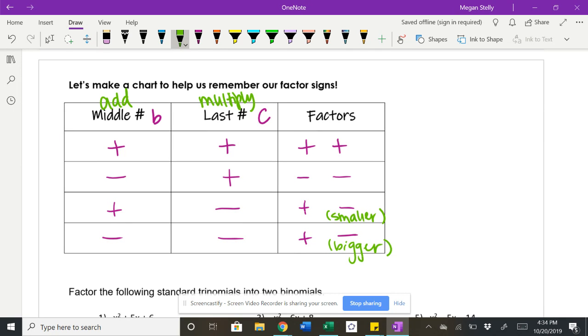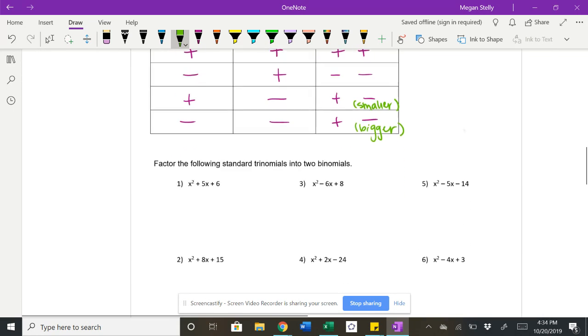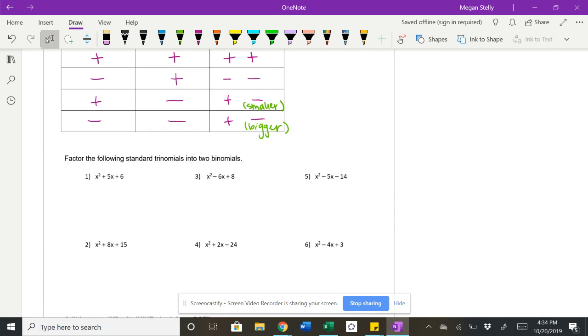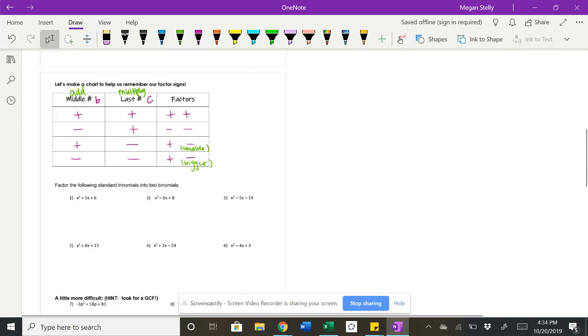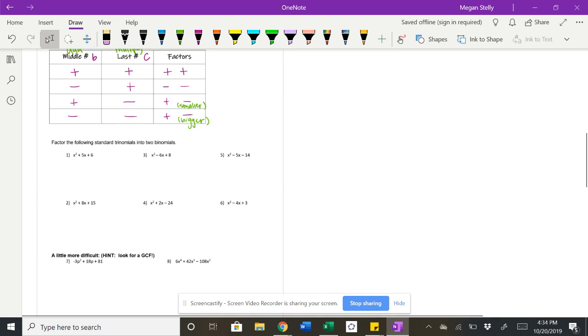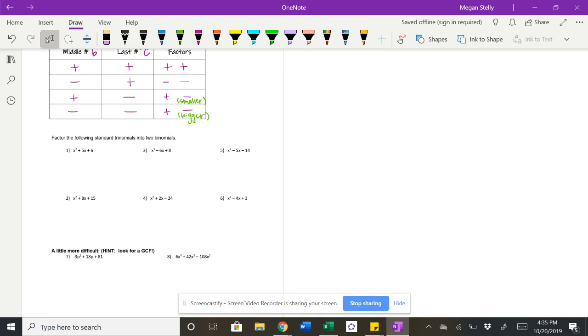And so follow this chart. I want you to follow this chart to do the next 6 examples, 1 through 6. When you're finished 1 through 6, I want you to come show me so that I can check them, or raise your hand and I'll come walk around and check them. And then 7 and 8 is a little bit more difficult in the sense that you need to look for a GCF first.